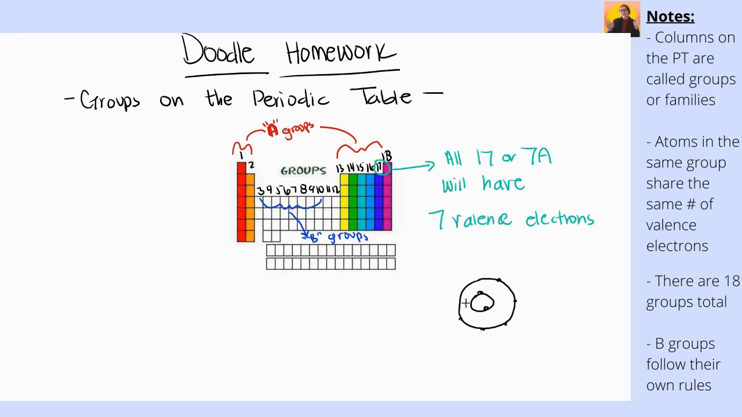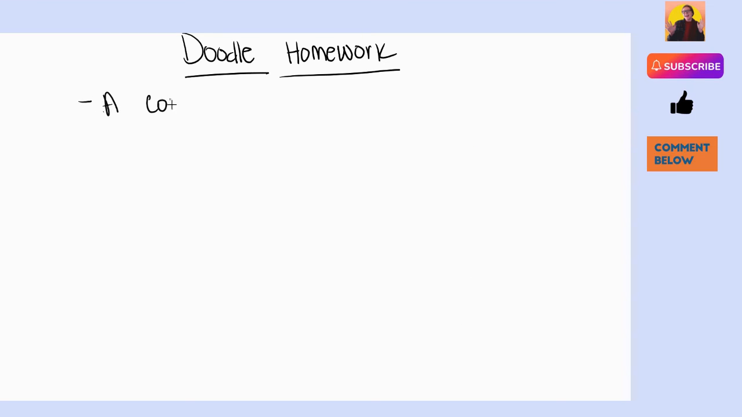have 7 valence electrons. For today's doodle, we are drawing a corn dancing.